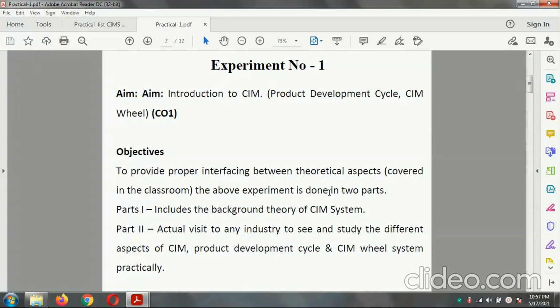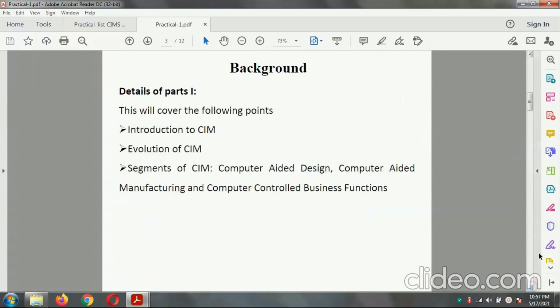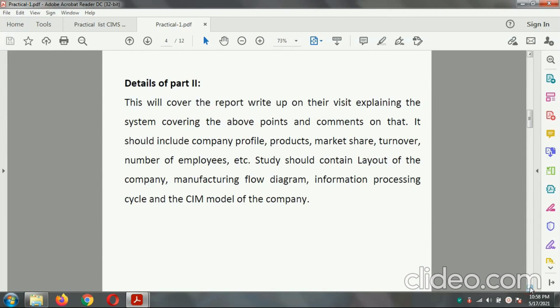The above experiment is done in 2 parts. Part 1 includes the background theory of the CIM system, and part 2 is an actual visit to an industry, or any one case study of an industry where product development and CIM are practically applicable. Part 1 will cover the following points: introduction of the CIM, evolution of the CIM, and segments of the CIM, that is computer aided design, computer aided manufacturing, and computer control business functions.